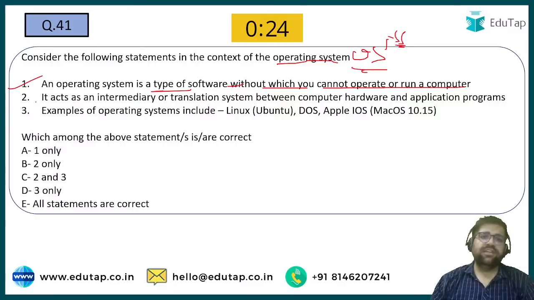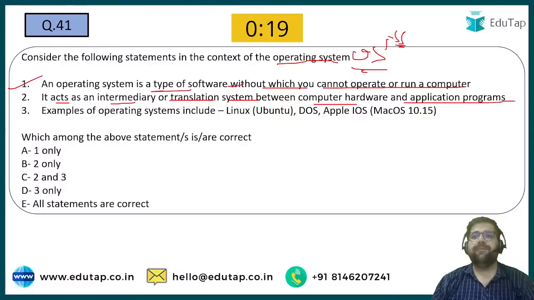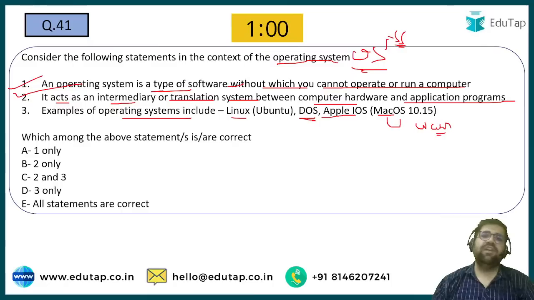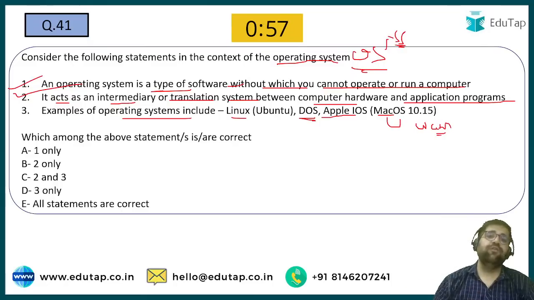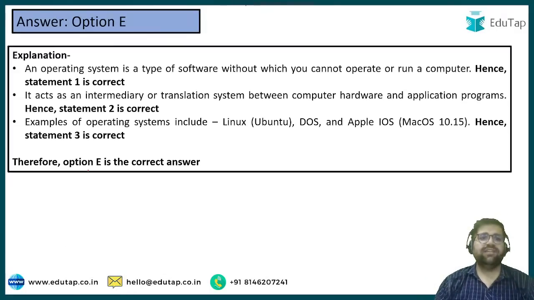This is very good. This statement is correct. It acts as an intermediary of translation system between computer hardware and application. This is also correct. Examples of operating systems are Linux, DOS. DOS is disk operating system. Apple iOS, yes. Mac iOS is nothing, this is the iOS of the laptops which are offered by Apple. Nowadays, there is also watch iOS. For example, if you have an Apple watch, then Apple will offer you watch iOS. So according to me, all options should be correct. Let me see the answer. Yes, option E is correct. Good. All of you are answering it as option E.